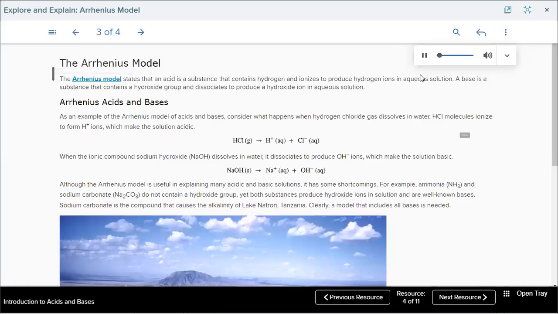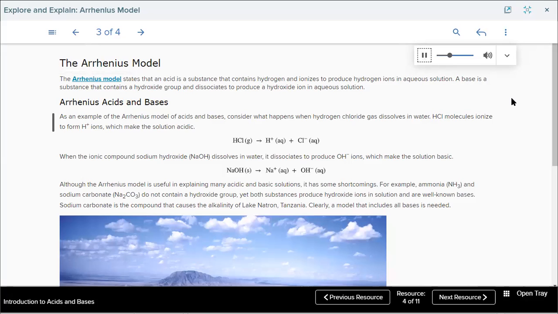The Arrhenius model states that an acid is a substance that contains hydrogen and ionizes to produce hydrogen ions in aqueous solution. A base is a substance that contains a hydroxide group and dissociates to produce a hydroxide ion in aqueous solution. So that is the difference between Arrhenius acids and bases. Okay. Any problem till now? No. Okay. Arrhenius acids and bases.